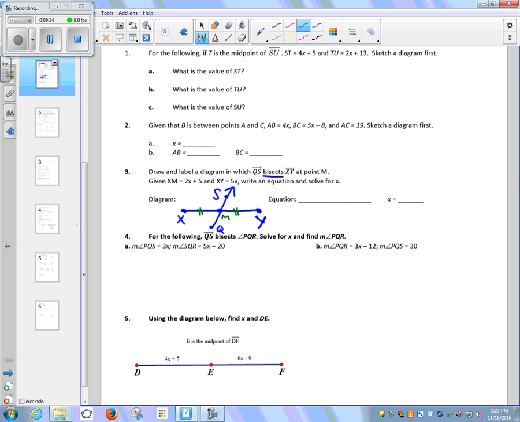All right, then we can label our diagram. If XM, that's here, is 2x plus 5, and XY, that's this whole thing, is 5x, how can I relate those two values? How can I write an equation for that? Yeah. Exactly.